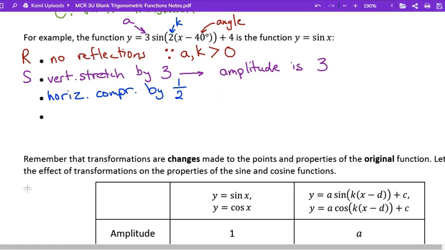You said that we have 1 over K only when K is less than 0? No. When K is less than 0, we have a reflection in the y-axis. Okay. The stretch factor is always 1 over K.